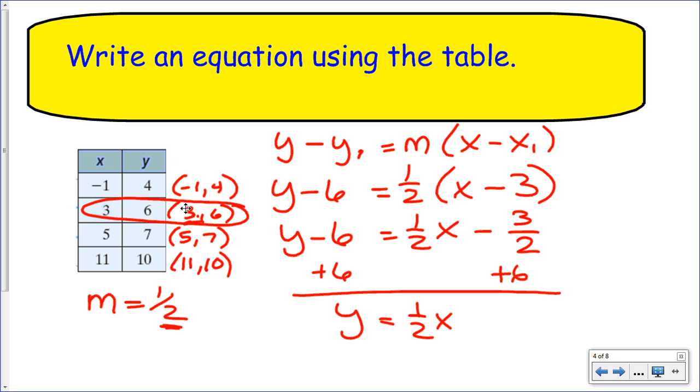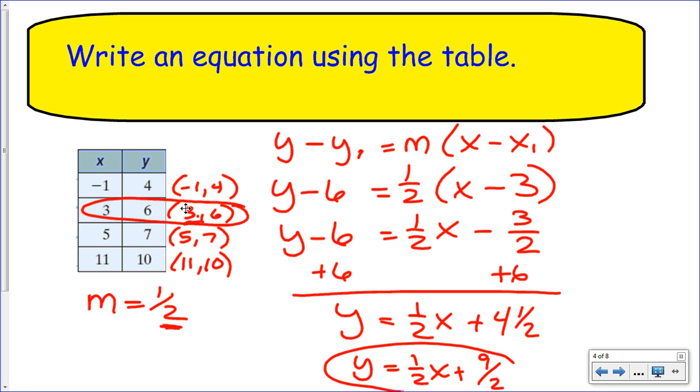4.5. I can write it that way, 4.5. Or if I want to write it as an improper fraction, it would be 9 over 2. Again, most of the time in an equation, you're going to have an improper fraction as opposed to a mixed number, but either one is okay. So this is my equation in slope-intercept form, and we want to make sure we change it to that and not leave it up here like this, because that would look different depending on which one of these you picked. If your friend picked 11, 12, then it's going to look a little different.